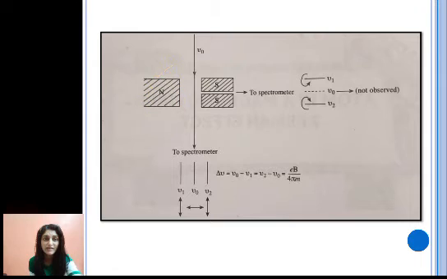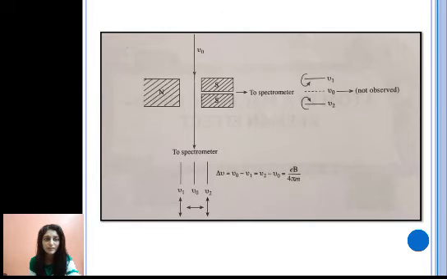So this is the arrangement. You can see we have an electromagnet, and here we have drilled a hole so that we can view parallel to the field as well. You can see the shift. This is nu zero, nu one, nu two. We are getting three components, and the distance between nu zero and nu one, and between nu zero and nu two, is eB upon 4 pi m.